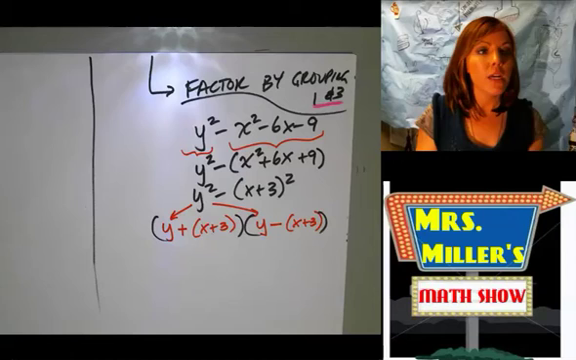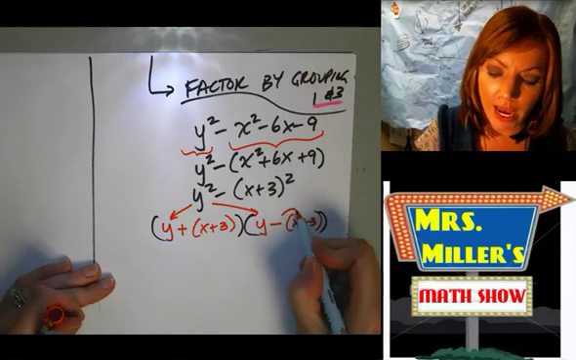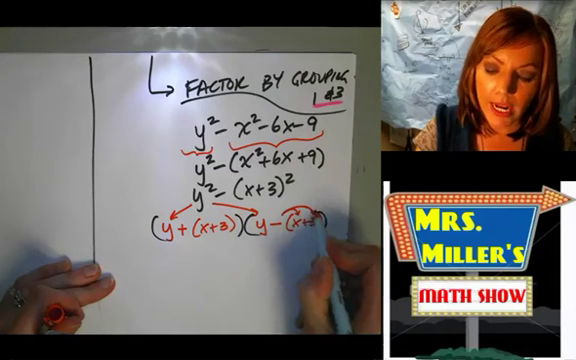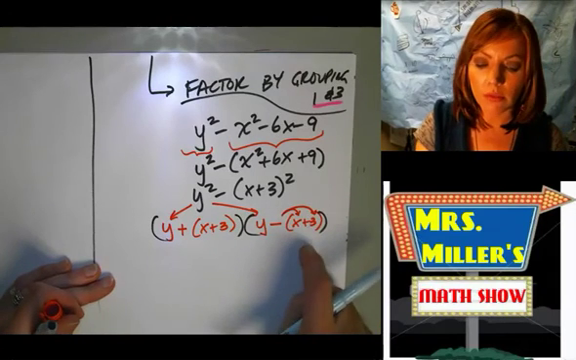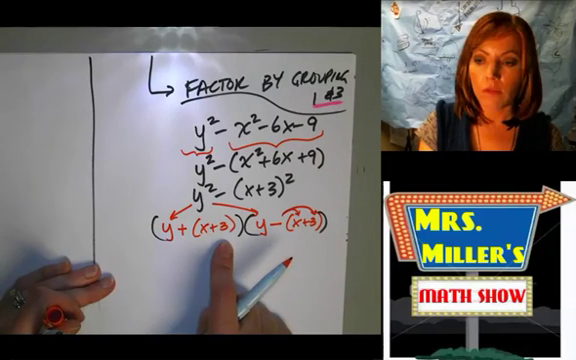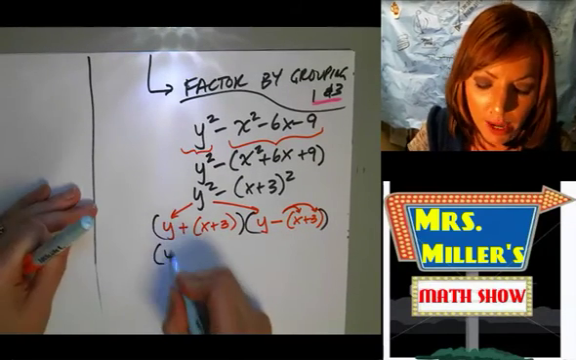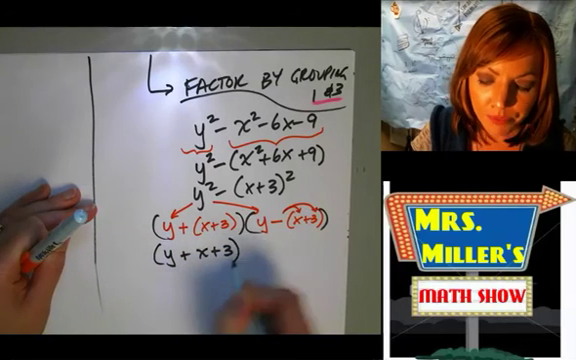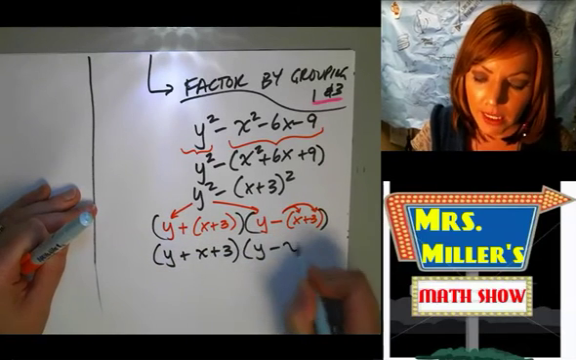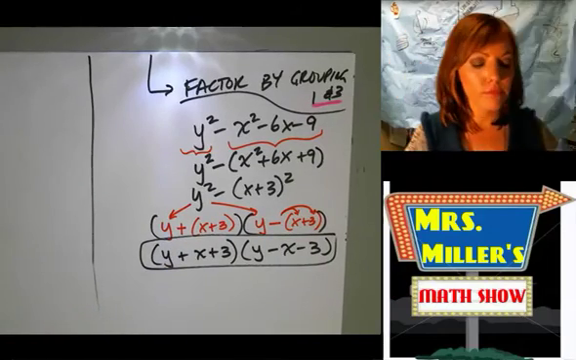Remember, the last step is we do not want to have innermost parentheses. We have to distribute the negative 1 to what's in here. Does it matter whether we distribute the positive 1 to what's in there? No, because positive 1 times anything is whatever you started out with. So this becomes y plus x plus 3 times y minus x minus 3. All right. How are we doing on questions?